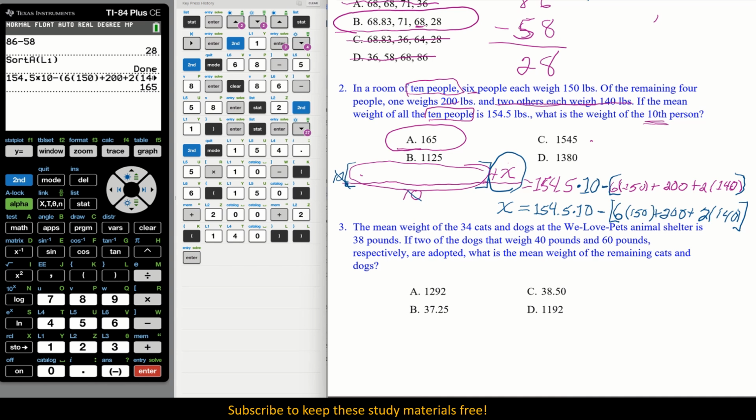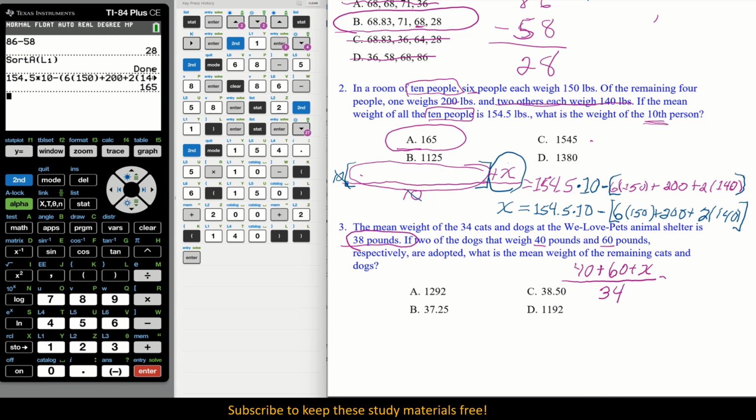First step is let's do a little setup, okay? So what are we going to have? We're going to have 40 pounds, okay? Plus the 60 pounds, then plus all of the other animals, okay? That's what's going to be added up. Okay, we're not given all the weights, but it doesn't matter. Now we have a total of 34 animals in the entire animal shelter. And they're telling us that they all weigh together 38 pounds. Oh, sorry, need to equal there.